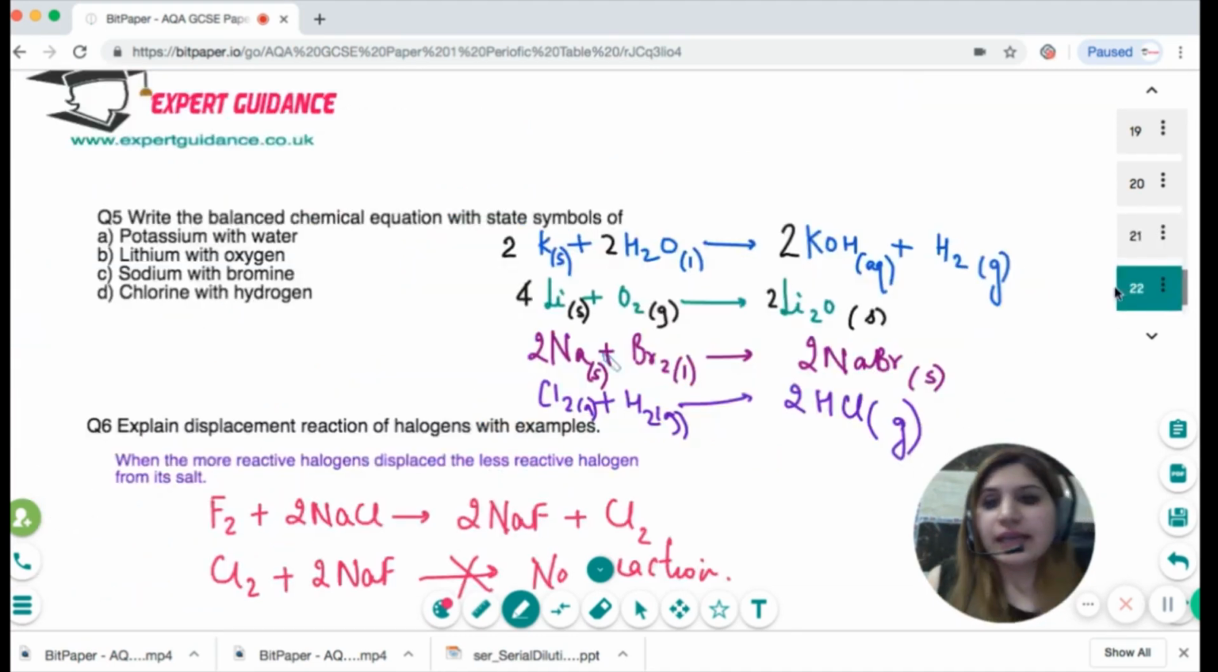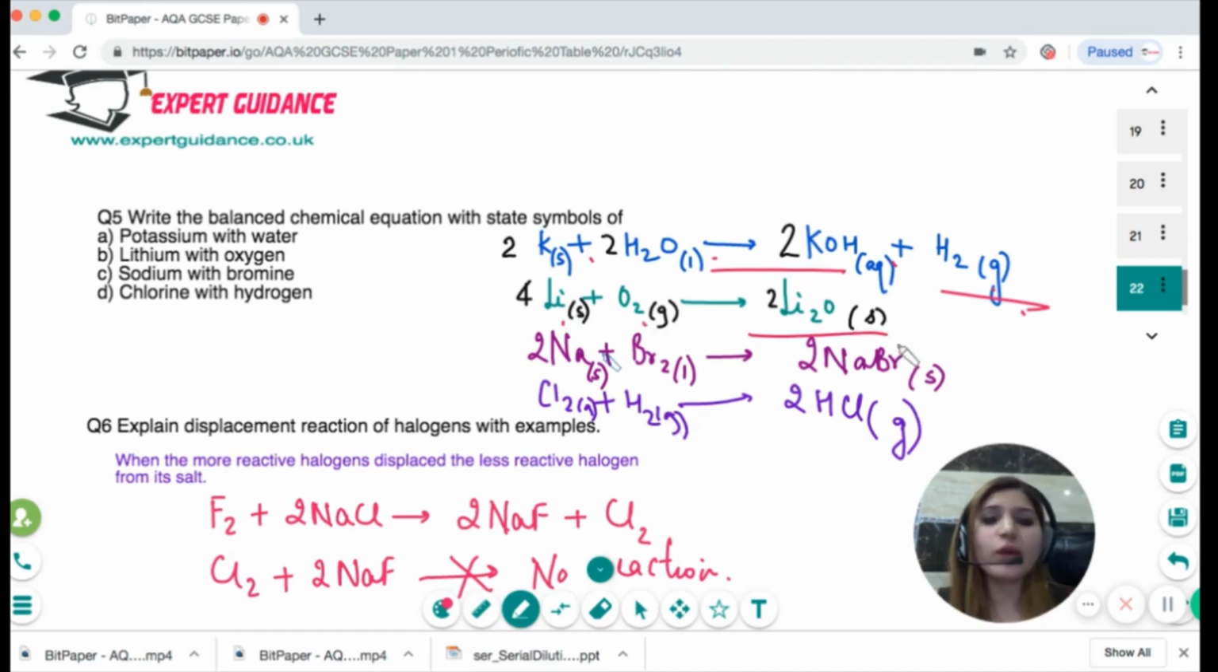Okay. Next is write the chemical reactions. Potassium with water forms KOH plus hydrogen. Remember, there'll be a fizzing. It's an alkali, so the pH increases. Lithium with oxygen is lithium oxide. It can form a layer and make the metal look dull. Sodium with bromine is sodium bromide, an ionic compound. We'll see the dot and cross diagram in the bonding chapter. Chlorine with hydrogen forms HCl gas.